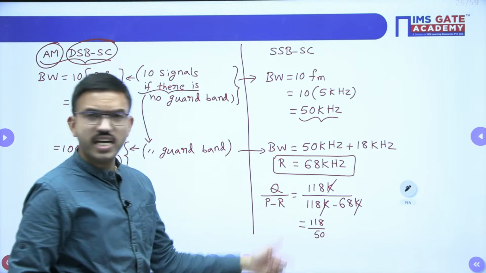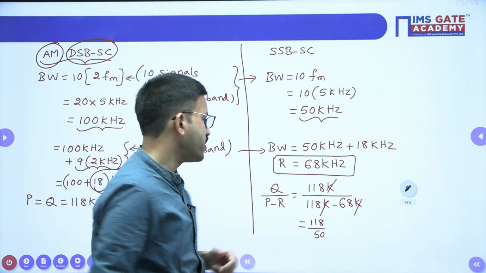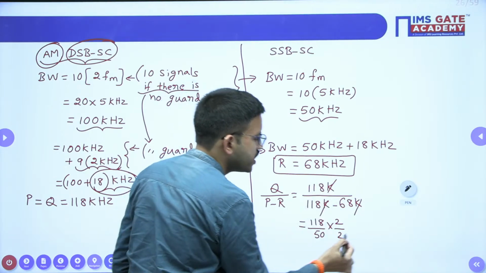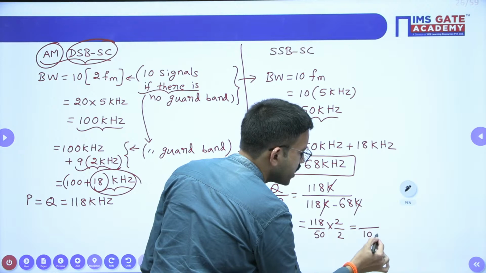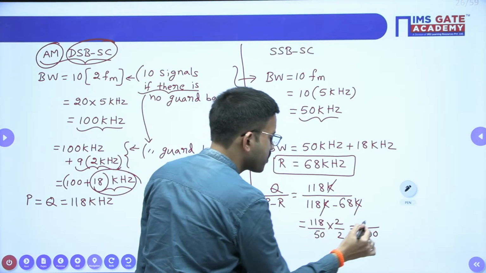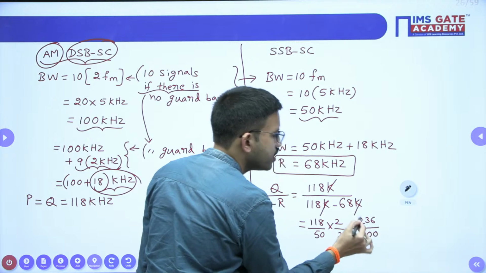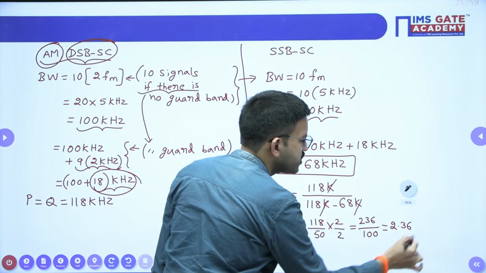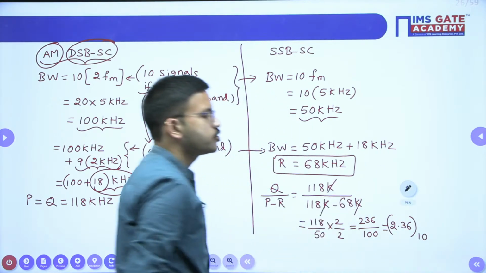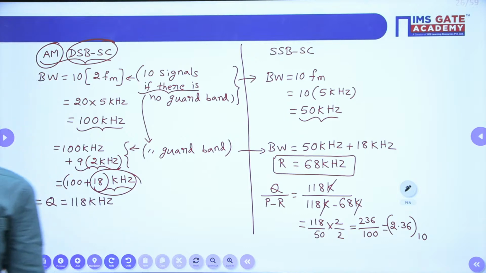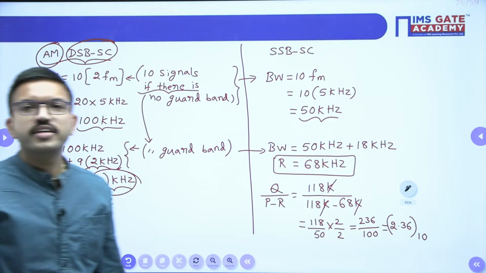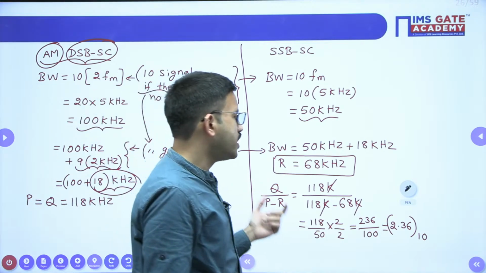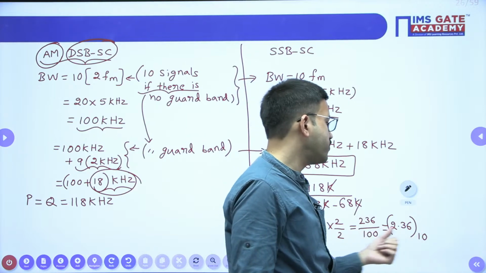To make the calculation simpler without using pen and paper, what you can do is multiply and divide by 2. So 50 times 2 is 100. Now multiply 2 with the numerator, what will you get? 236. 236 divided by 100 is nothing but 2.36. This is your decimal number, 2.36 is the decimal number. Yes, very good, Tushar. So Q by P minus R, if they ask in terms of decimal, definitely 2.36 is the correct answer.